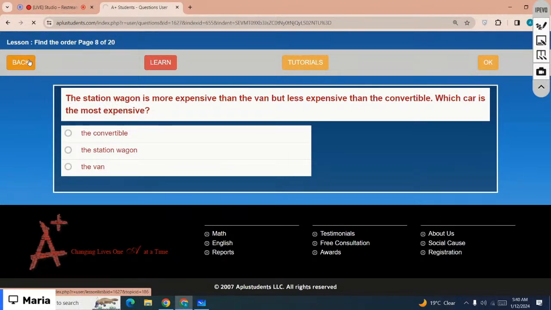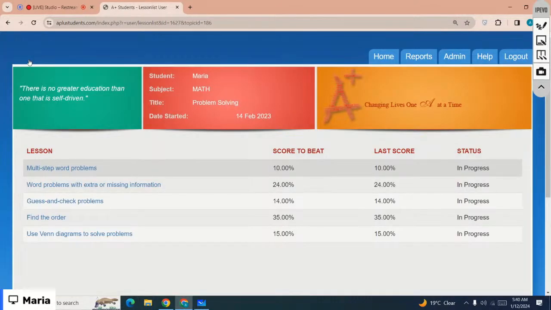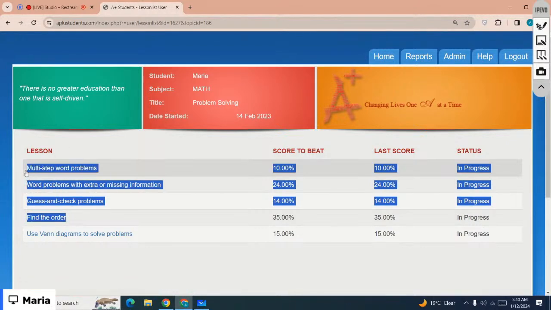So, we were working on grade 5 math. The chapter we were working on is problem solving. The lessons we have covered today are multi step word problems with extra or missing information, guess and check problems, and find the order, right? So please make sure before the next session you complete all the practice questions for the lessons we did today. That is your homework until next session, right?